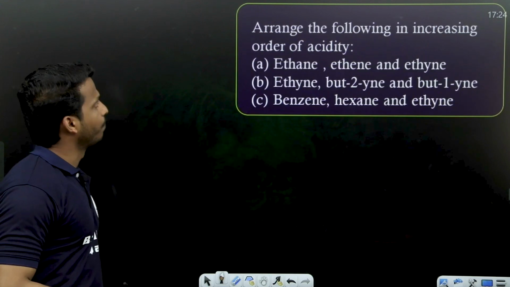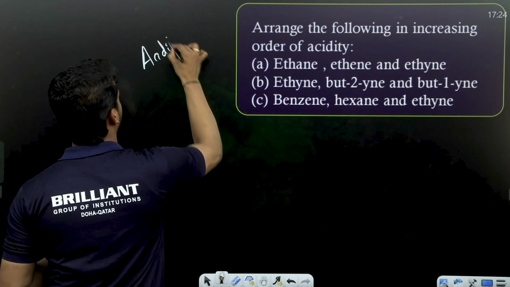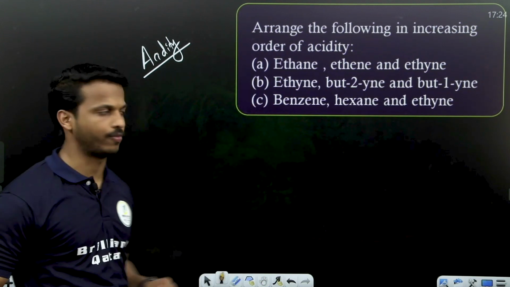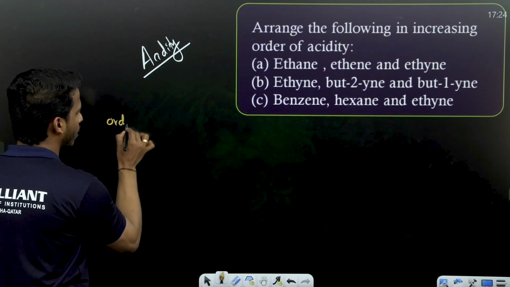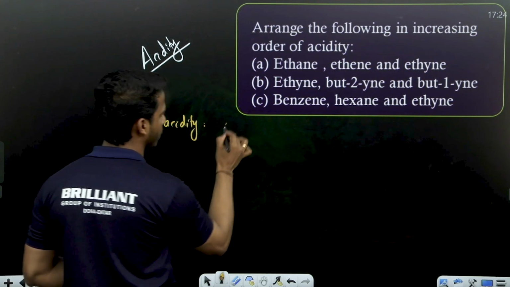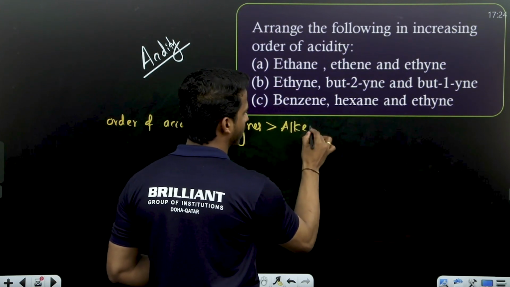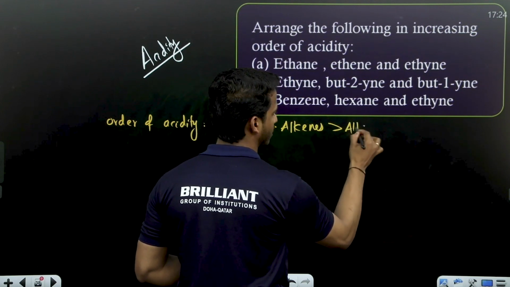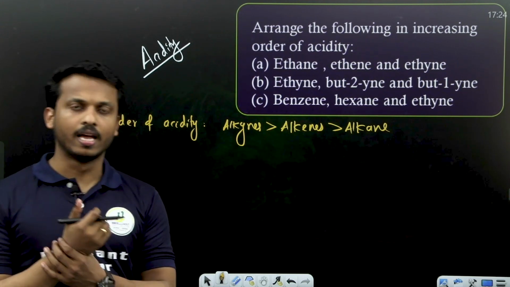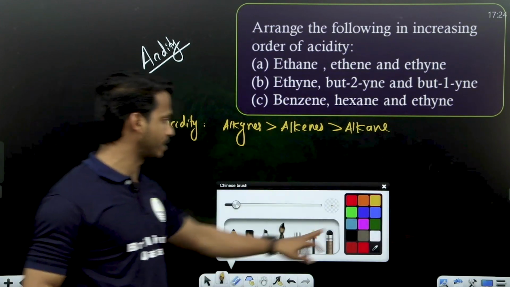Clear? Next one. There is a sure question you can expect from the area of alkyne, that is acidity. Very sure question from acidity. Let me tell you the theory first. Dear all, first point, the order of acidity: alkynes are more acidic than alkenes. Then we have alkanes. Generally, alkynes are more acidic than alkene, then alkane. Okay. So, ine, ene, ane. This is the order of acidity.